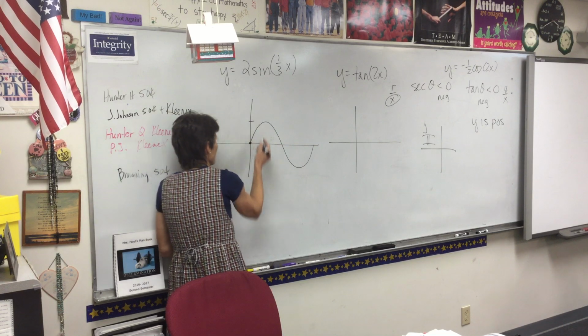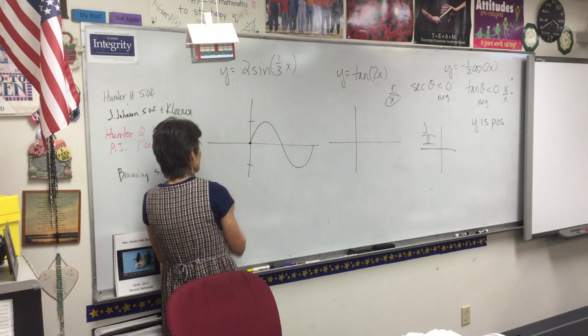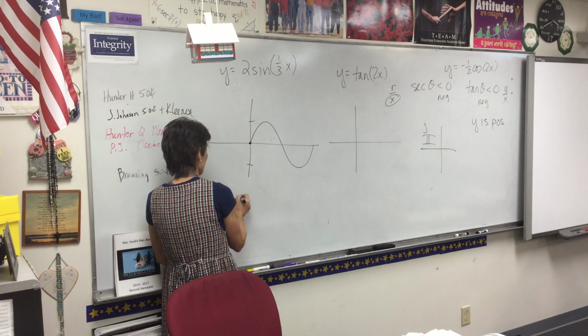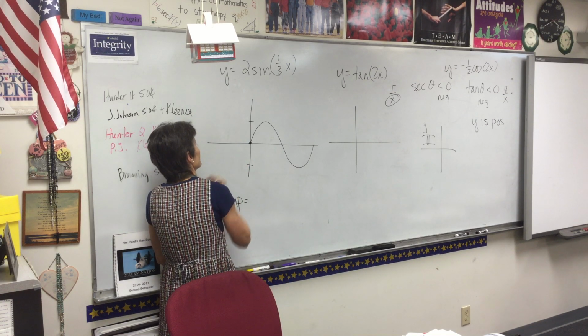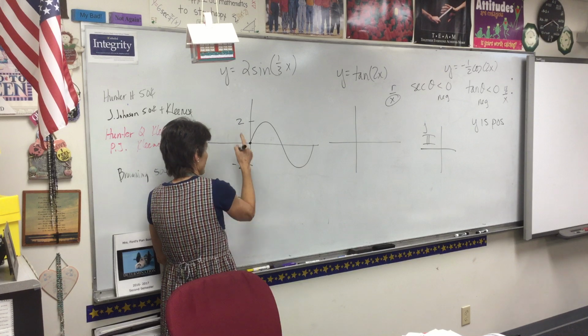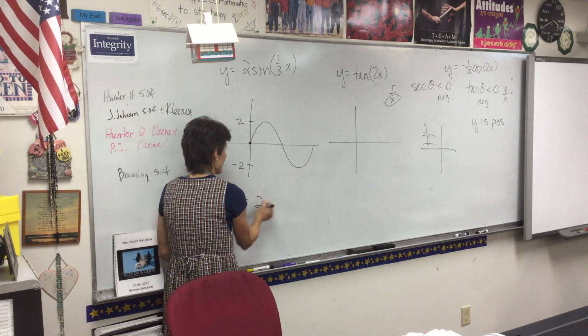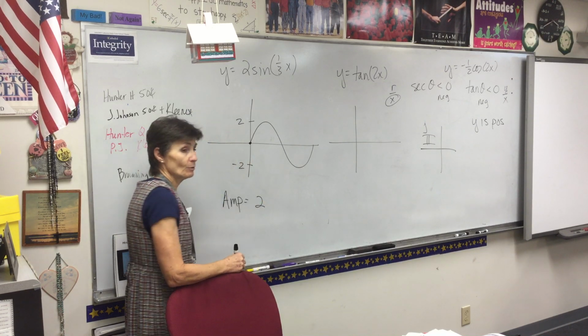Now, what about these labels? Look at your equation. Those have to do with the amplitude. What is the amplitude in this equation? 2, well, the labels are 2 and negative 2. So the amplitude is 2.